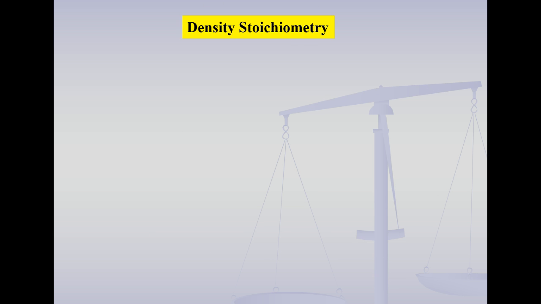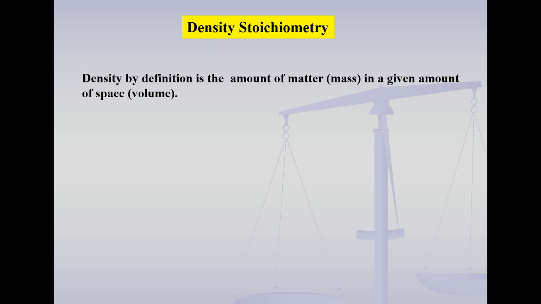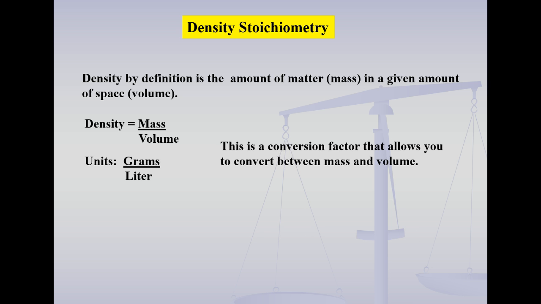Let's take a look at density. Density, we know, is the amount of matter, mass, in a given amount of space, which is the volume. The formula for density is mass over volume, and the units are grams over liter, or we can have grams over milliliter, grams over centimeters cubed. Any gram per unit volume. But nonetheless, 2 units, therefore it is a conversion factor. It allows us to convert between mass and volume. Density is usually used when working with volumes of gases.